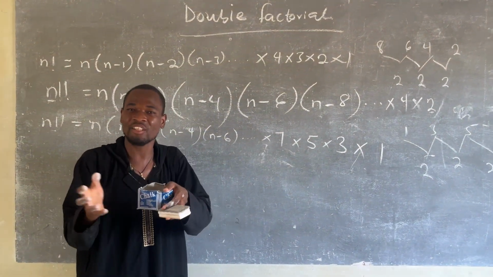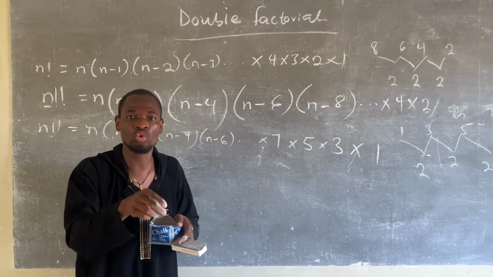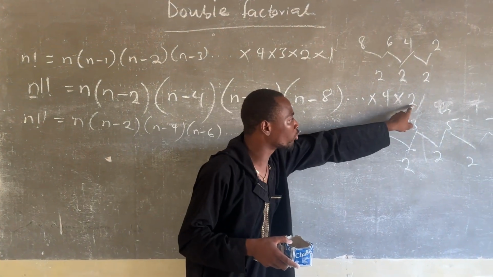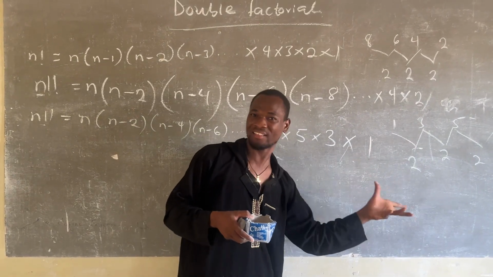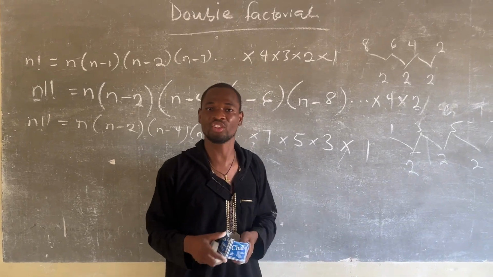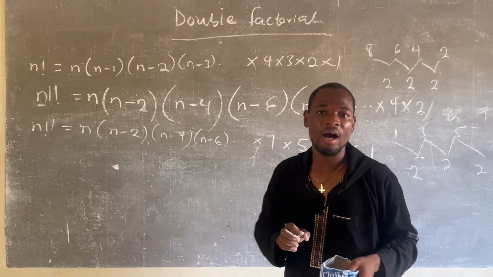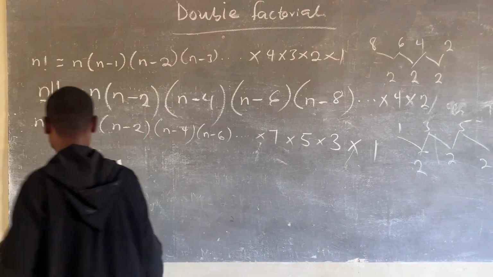And remember, I said for N double factorial, you end. When do you identify the terminating point? In other words, when are you supposed to end? You always end provided you approach or you end at the number 2 or the number 1. Then you stop at that point eventually. So this is the whole concept about double factorial, right?